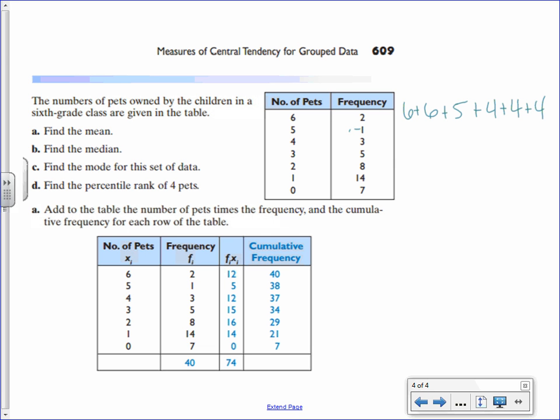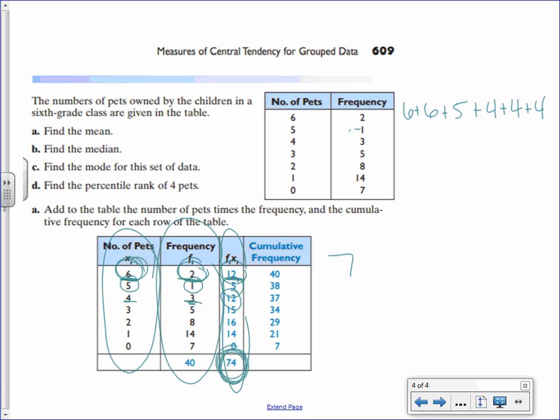Okay? And notice, if you come down to this second table, if 2 people said that they had 6 pets, that means that there are 12 pets there. If 1 person said 5, there are 5 pets there. If 3 people said 4 pets, that's 12 pets. So you can multiply the number of pets by how many people said it, and that's still going to give you your total. Okay? So this right here is the total number of pets. And I got that by multiplying the number times the frequency. You add up this column, you get 74.